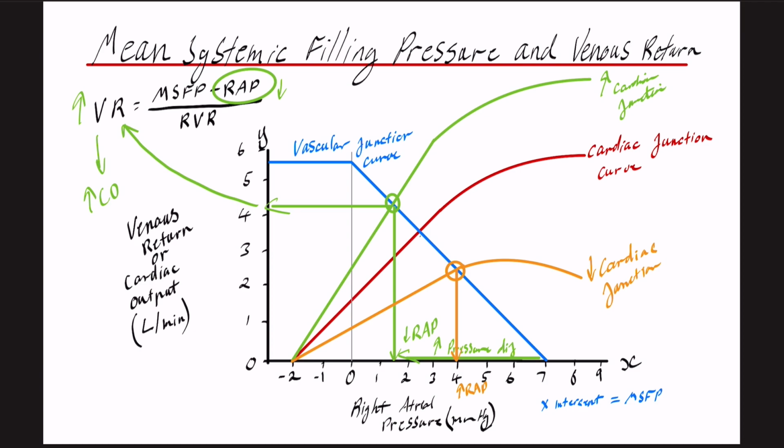And you can also see that the difference between the mean systemic filling pressure and the right atrial pressure has decreased. So there's a decrease in the differential here. If we were to plug this into our equation, we can see that we have increased right atrial pressure and we've got a lower venous return, because our steady state operating point is lower along that vascular function curve. And as we know, that's going to lead to a lower cardiac output, which is expected here.